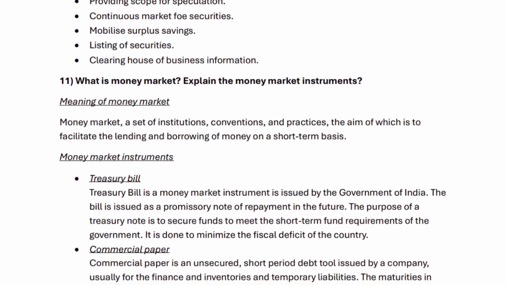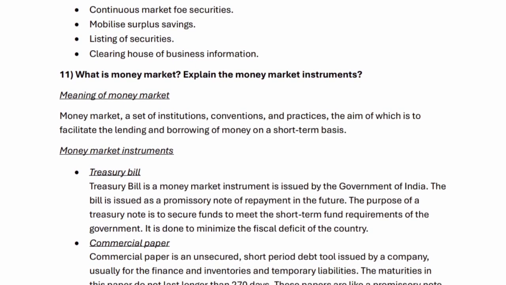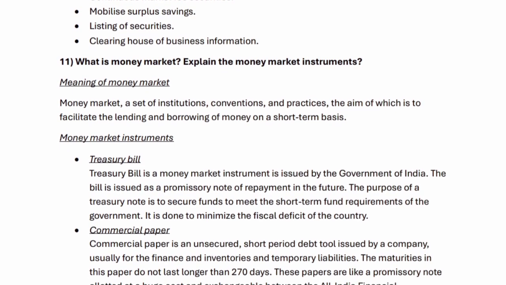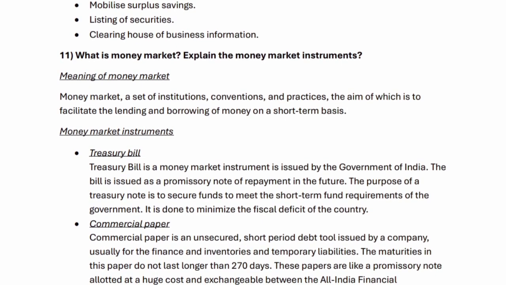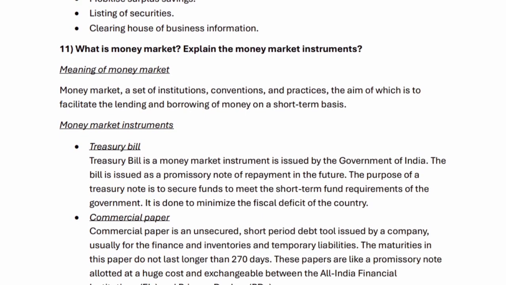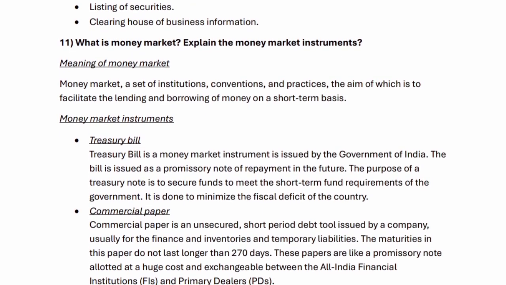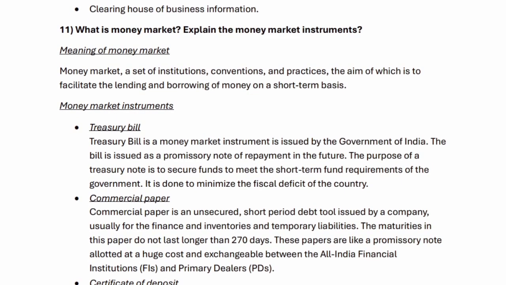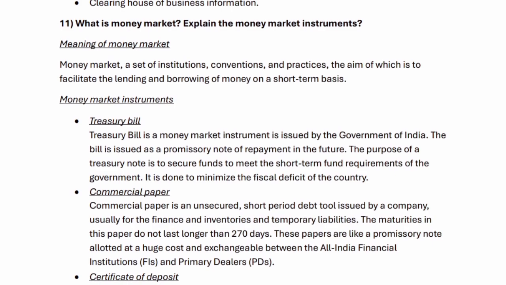Money market instruments. Treasury bill. Treasury bill is a money market instrument issued by the Government of India. The bill is issued as a promissory note of repayment in the future. The purpose of a treasury bill is to secure funds to meet the short-term fund requirements of the government. It is done to minimize the fiscal deficit of the country.